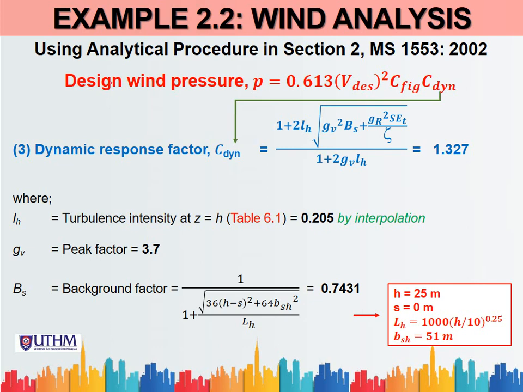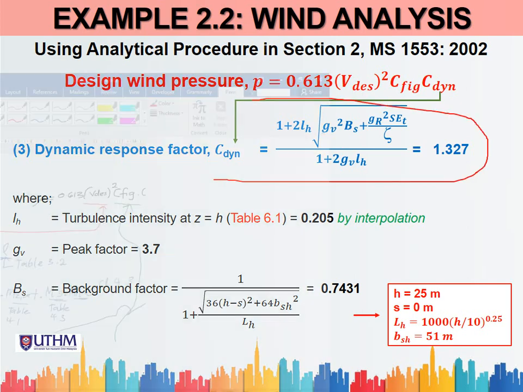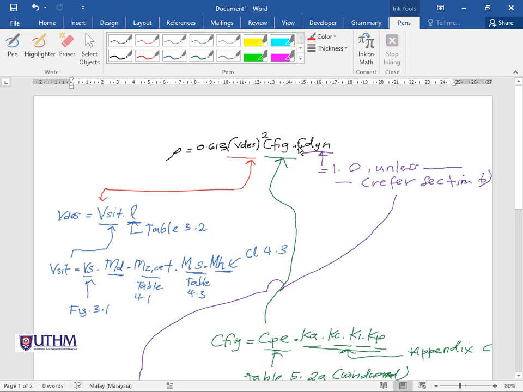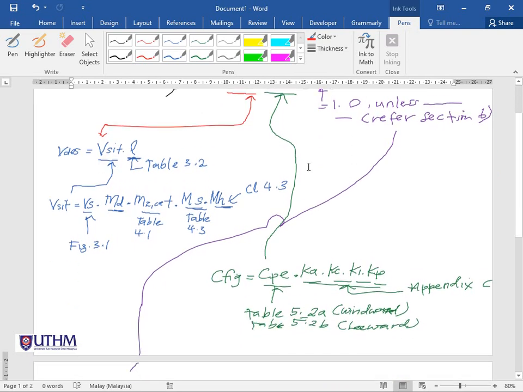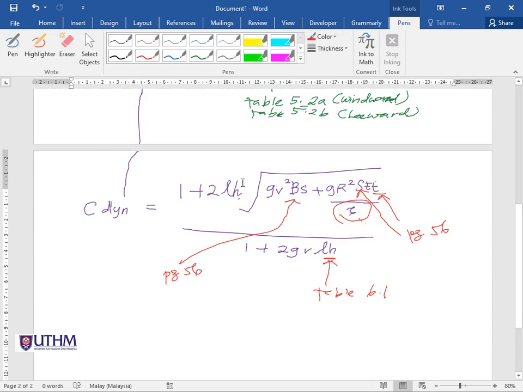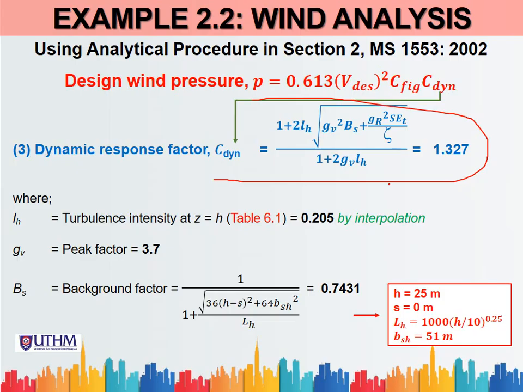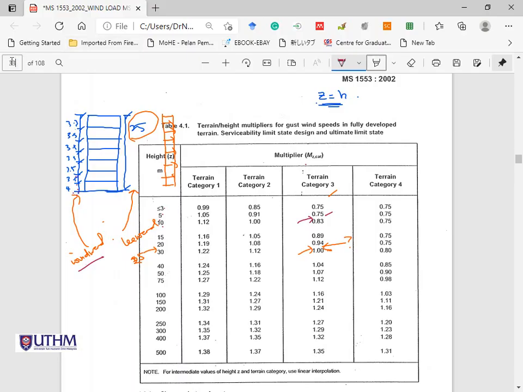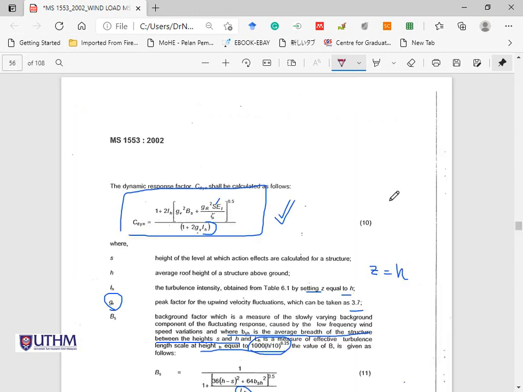Okay, and next we calculate the design wind pressure for the dynamic response. So this is the dynamic response factor using this equation. Okay, this equation. So this equation is given in the Malaysia Standard, in page 56. Everything is written in page 56. Jangan risau pasal ni.